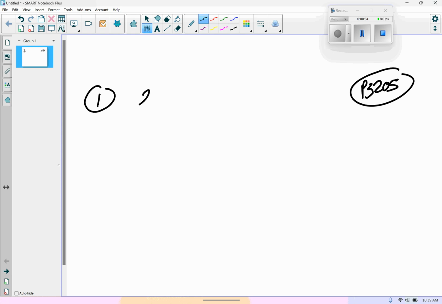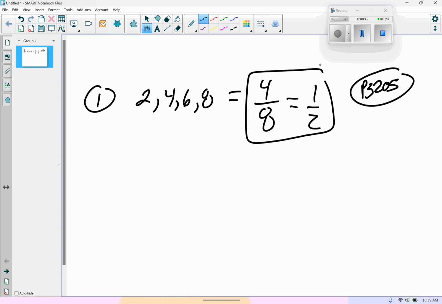So 2, 4, 6, and 8 are the even numbers. That is 4 out of the 8 numbers. So you could have either of those as an answer. Totally fine. 50%. Usually you want to keep it as a fraction, but if you made a percent, you're okay.